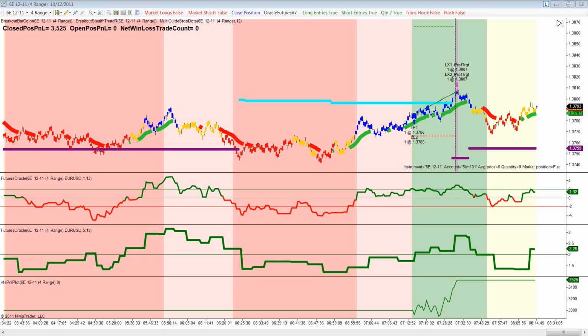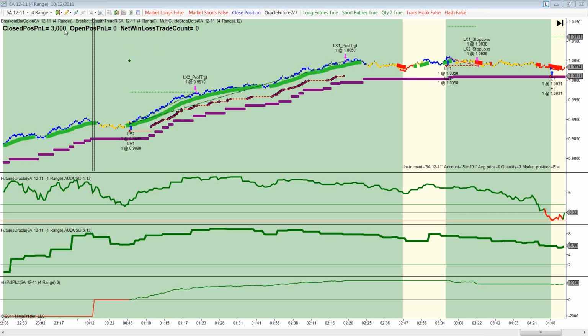Okay, now let's take a look at another one. What do we show? 6E, 6S. We've got 6A here. I can show that one. These are all on the oracles. Here's 6A, which is the Aussie dollar. Basically the same concept here on the Aussie.